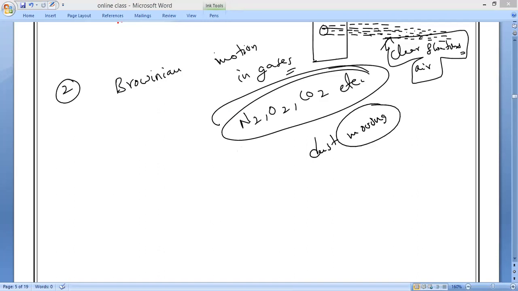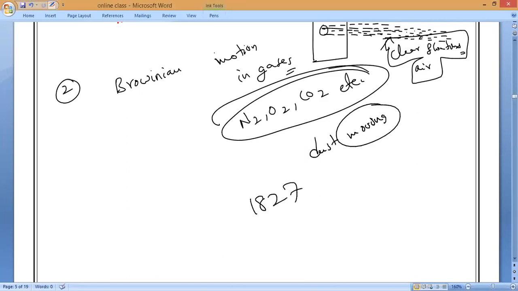This is the third experiment to prove that particles are moving constantly. So please all of you write Brownian motion. It has been given by whom, guys? Mr. Robert Brown in 1827. So here also you can remember 1827. Mr. Robert Brown performed the experiment to show the random motion of particles inside liquids. So that is what you have to remember.